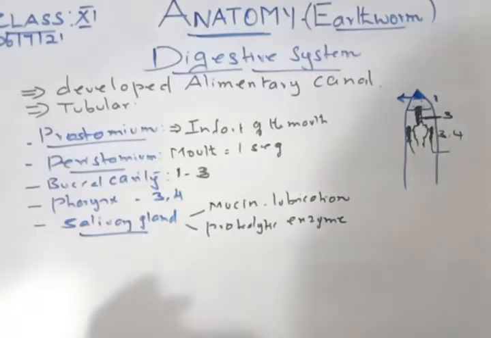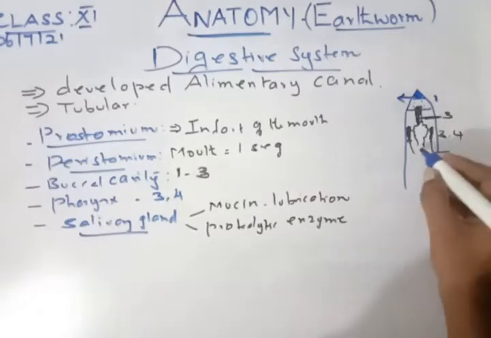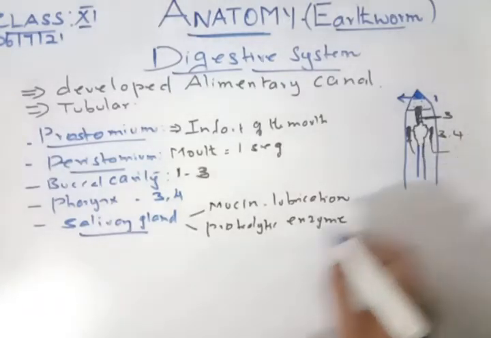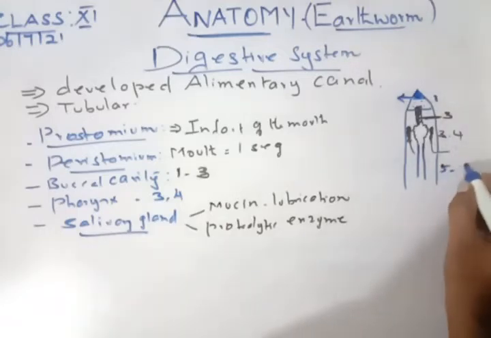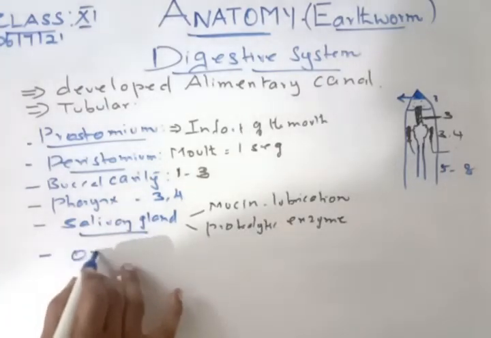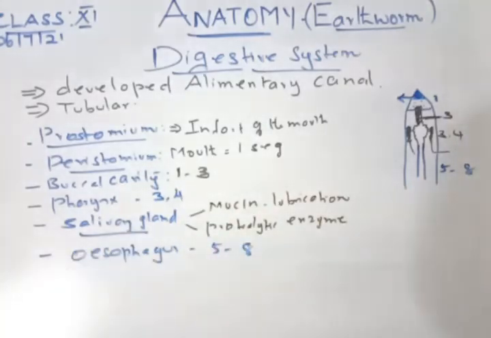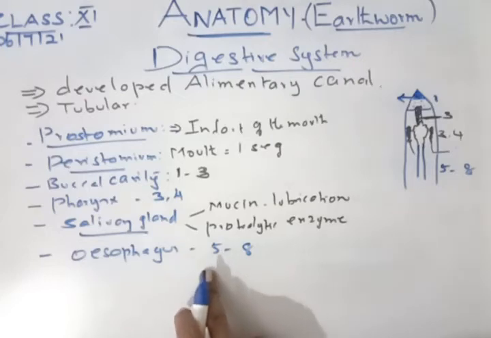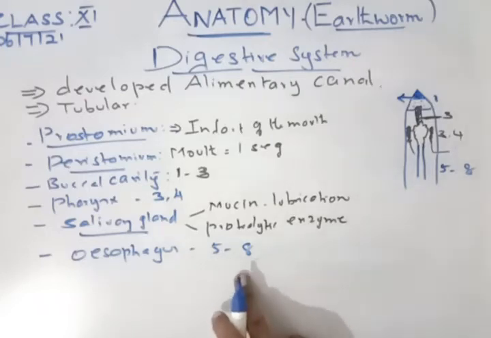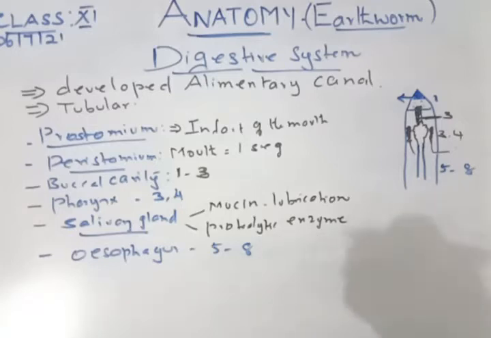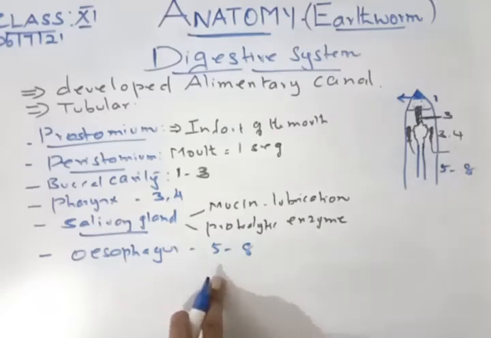Is that clear? Right. And then there is a structure which goes beyond like this, and this structure is called the esophagus. It is from the 5th segment to the 8th segment. In our book we will have only the 5th segment. If you talk about the NCERT, it is the 5th to 8th segment. Why this difference? We are talking about the Indian species, especially the one present in Tamil Nadu, but in NCERT they have discussed another type of species. That is the reason it varies, but still the average is the 5th segment. So the esophagus is from the 5th to 8th segment.